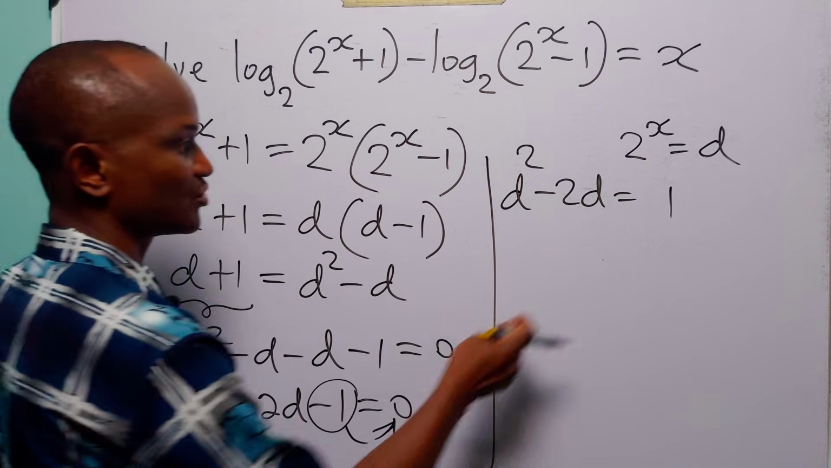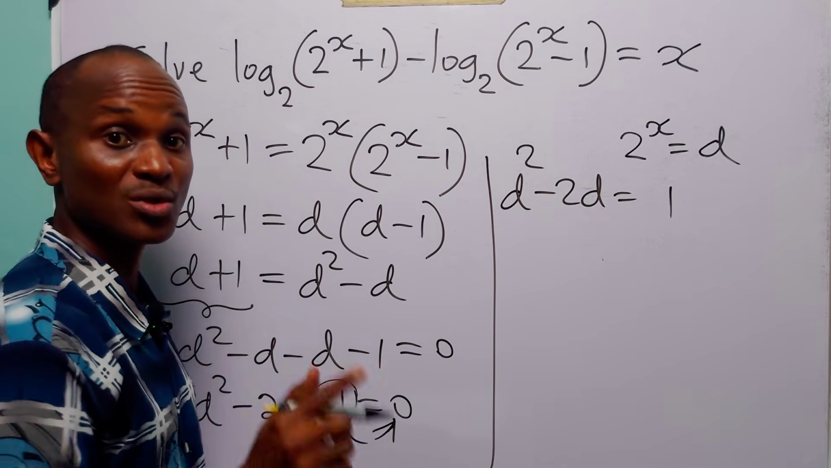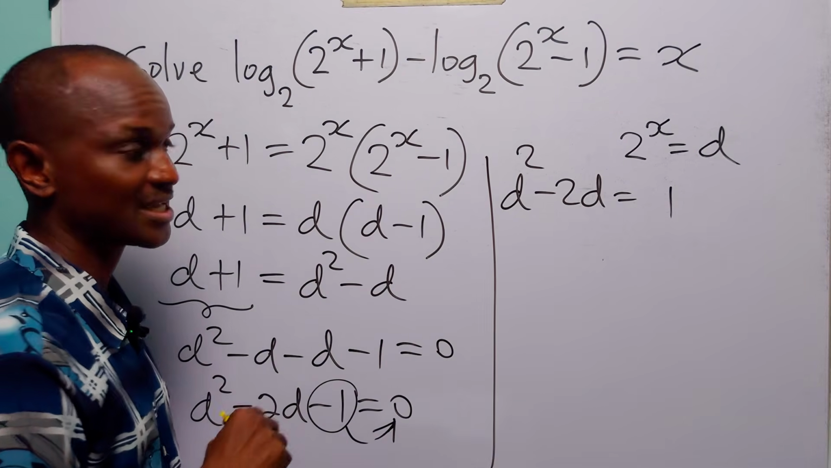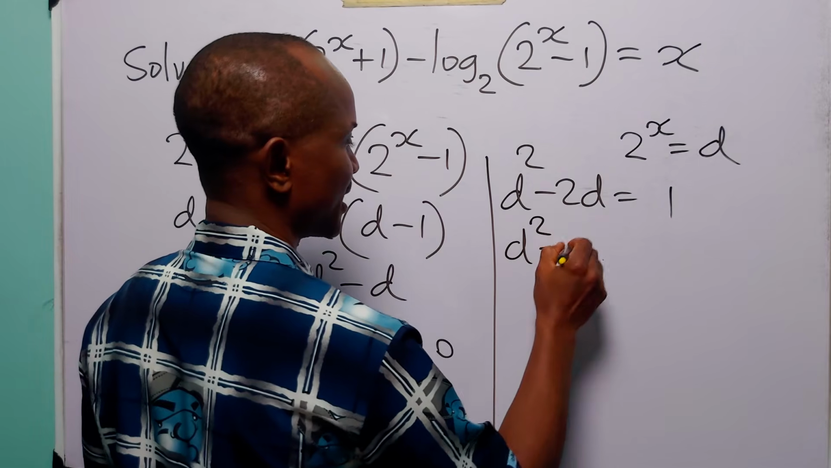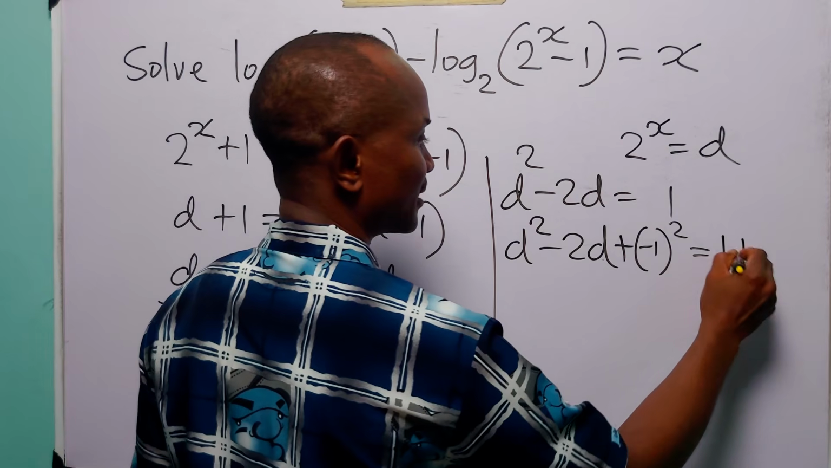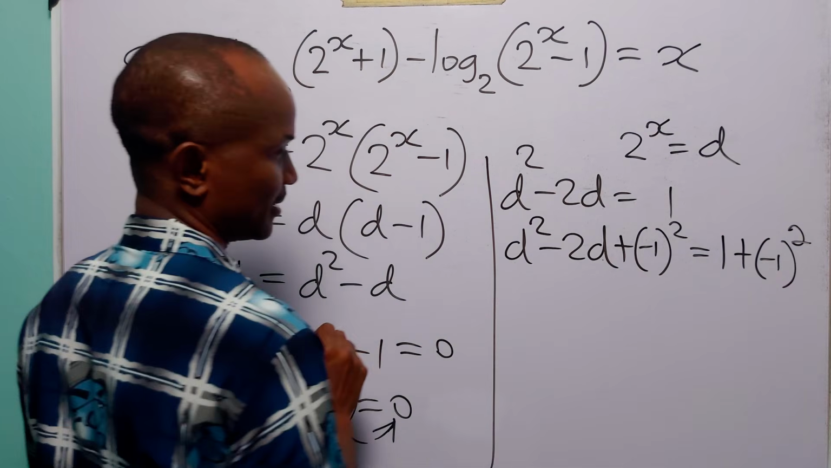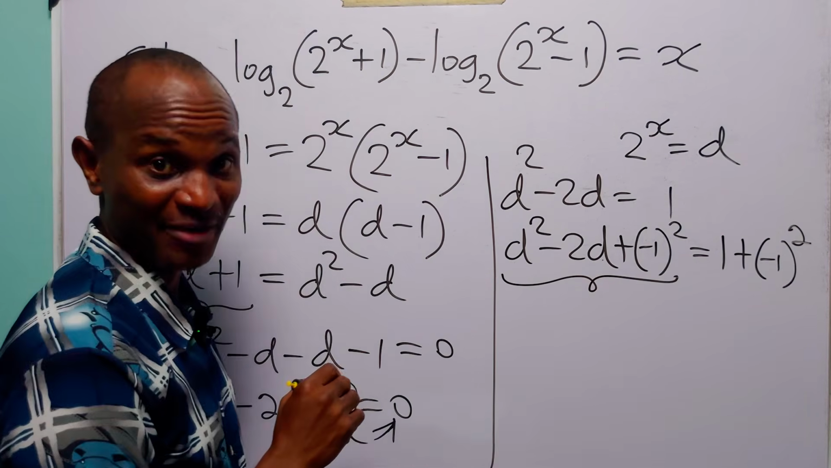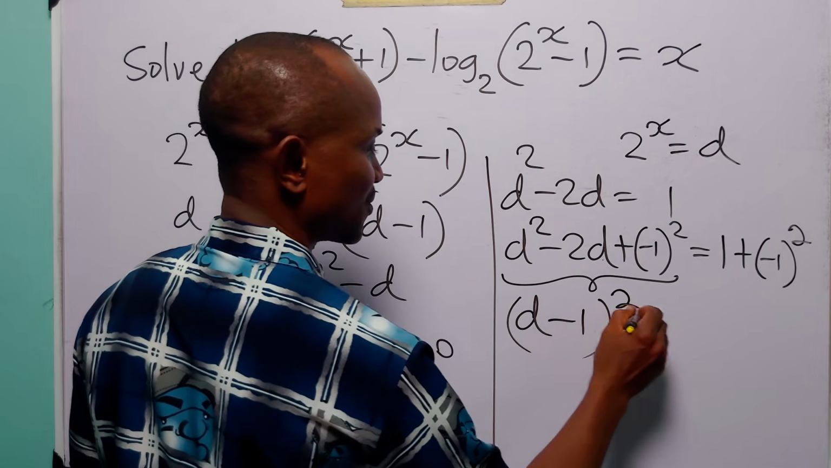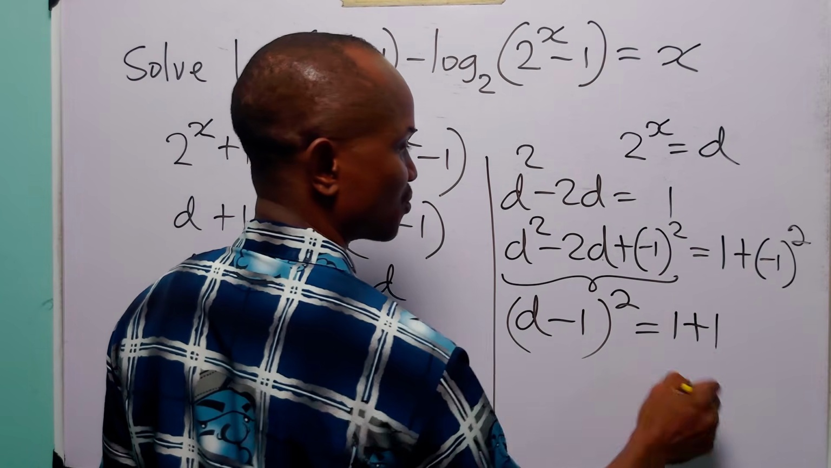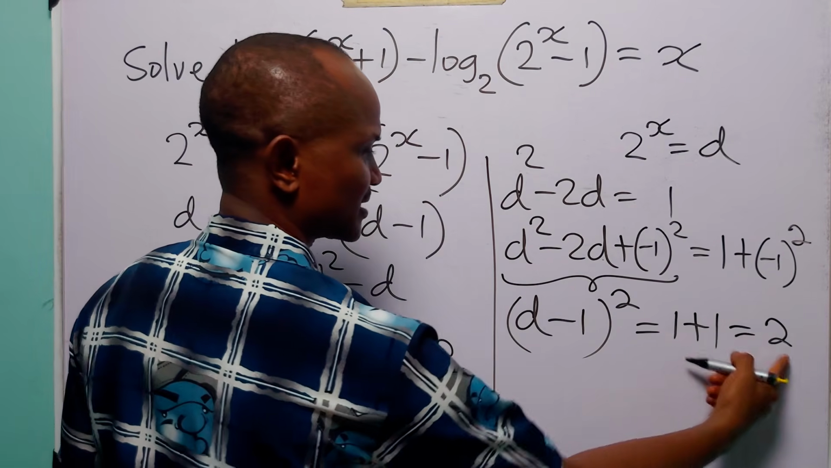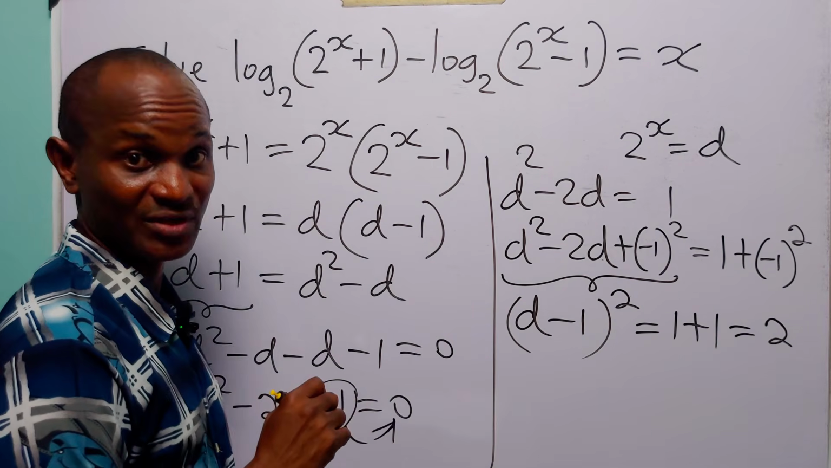And of course, the next thing we are going to do is to divide minus 2 by 2, square, and add to both sides of this equation to complete the square on the left-hand side. So we have d squared minus 2d plus (minus 1) squared is equal to 1 plus (minus 1) squared. Now, you know that this is a perfect square. So we take d and we take minus 1 and we square, and this is equal to 1 plus 1. Of course, minus 1 squared is equal to 1. This is 2. Now, the next thing we do is to take square root of both sides of this equation.